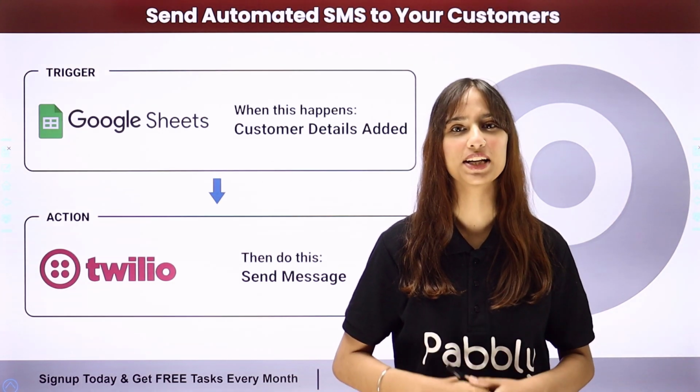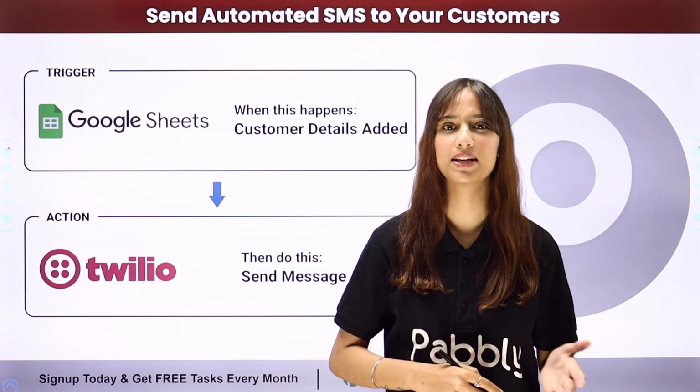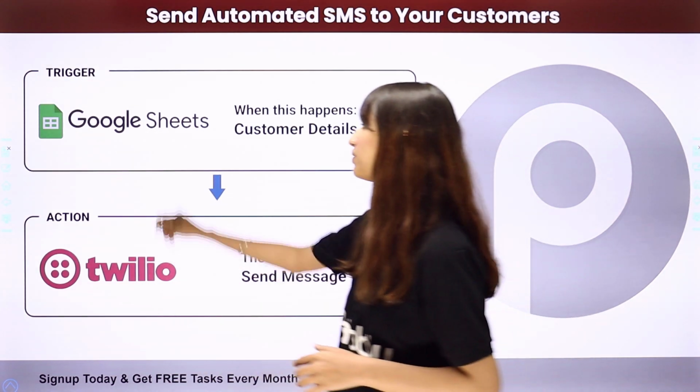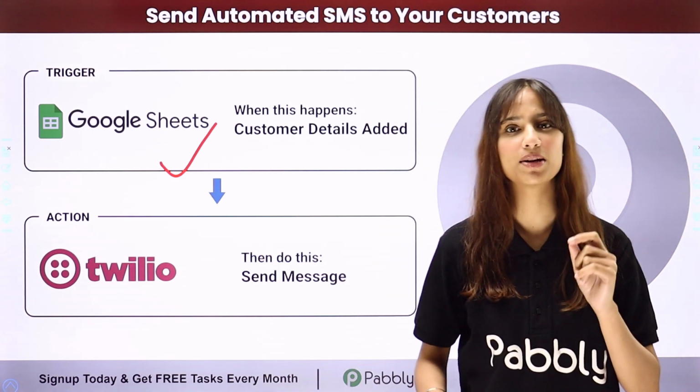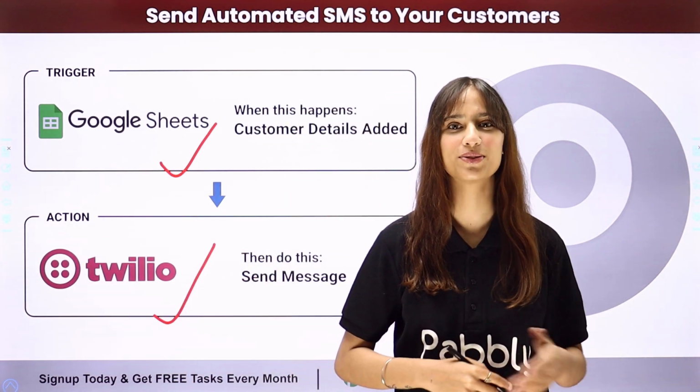So now to do this, I need to build an integration between these two applications, for which I am going to use Pabbly Connect. So here my trigger application will be Google Sheets and my action application will be Twilio. So if you want to learn more about this, follow me through the screen.